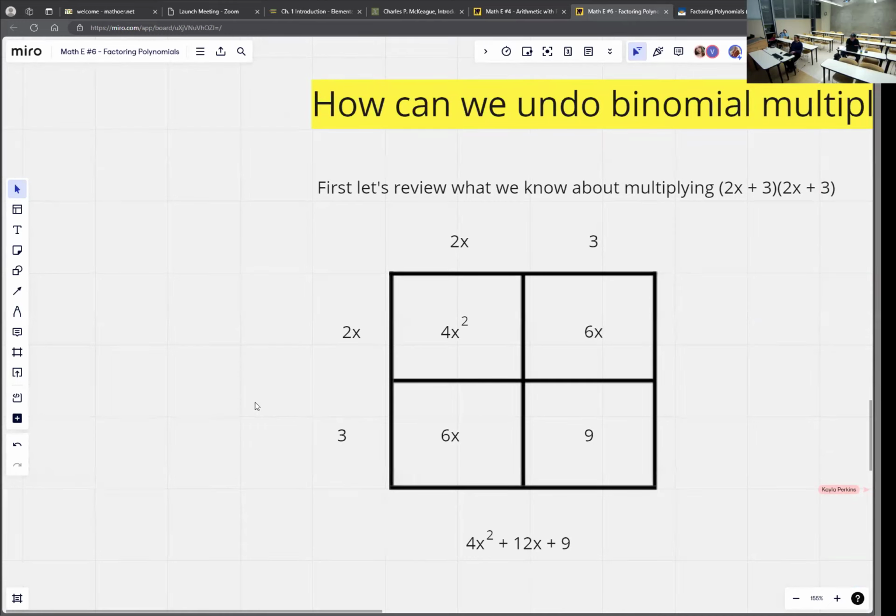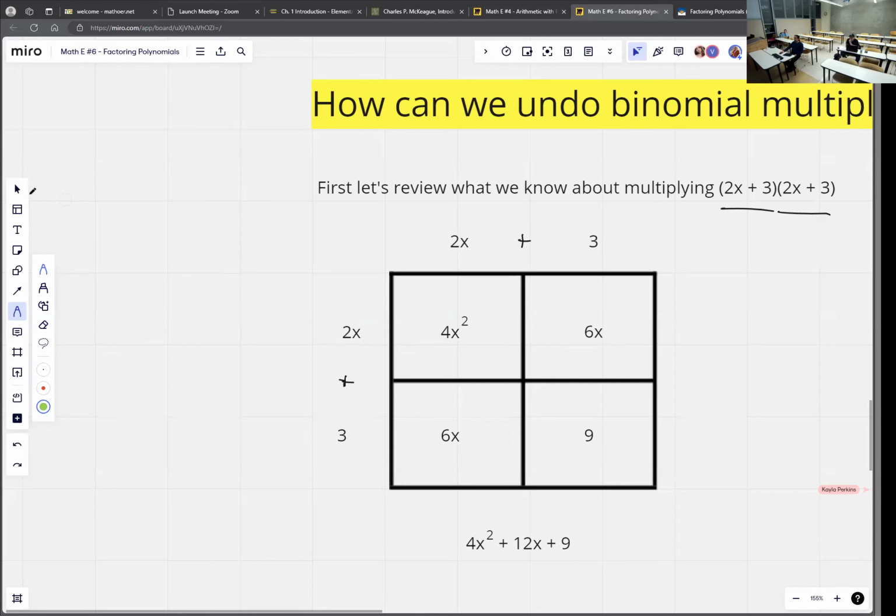We took 2x plus 3 and put it here, 2x plus 3. And we took another 2x plus 3. Put it going down the other side, 2x plus 3. And then wherever things multiplied, 2x times 2x is 4x squared. 2x times 3 is 6x. And so on. Everyone okay with that process from Tuesday?